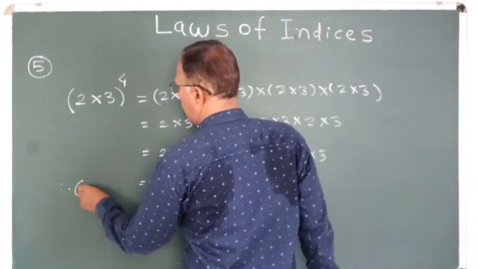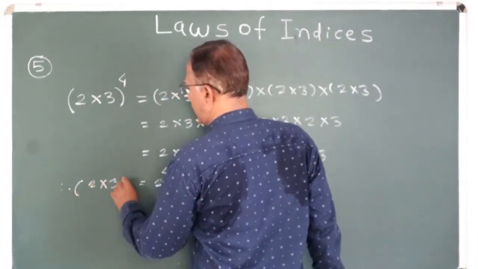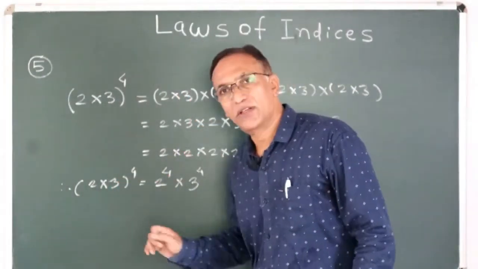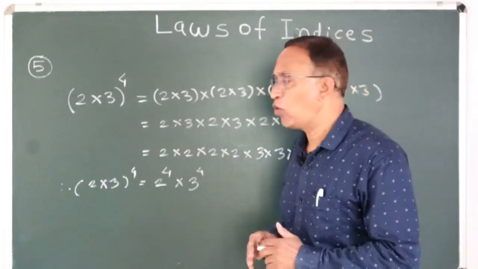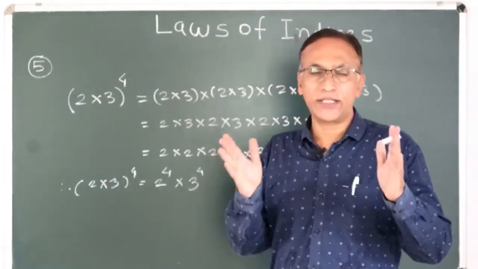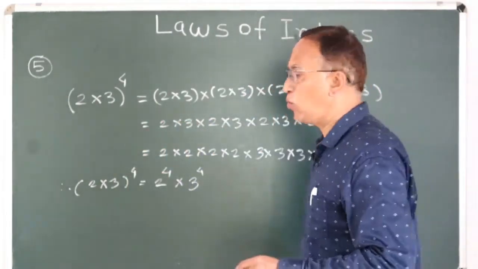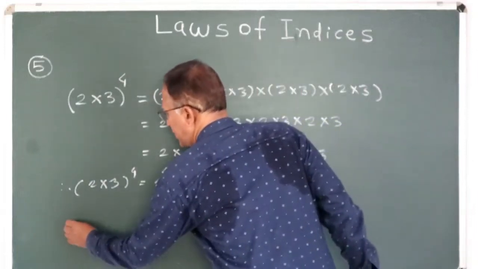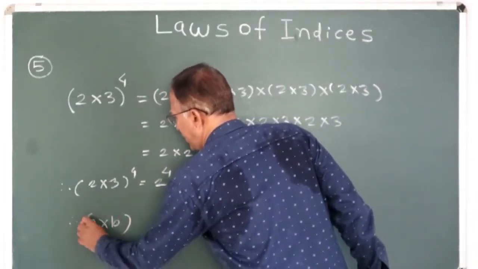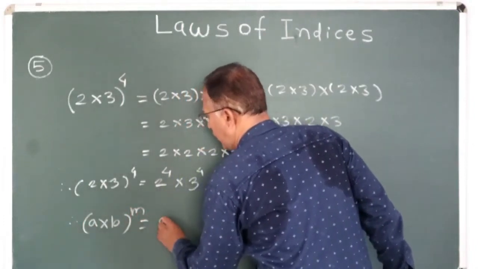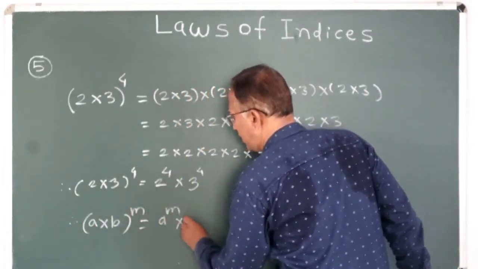Therefore (2×3)^4 = 2^4 × 3^4. Therefore we observe that if two numbers are in multiplication having a whole power, then we can separately assign the power to both the numbers. Therefore we can generalize (a×b)^m is equal to a^m multiplied by b^m.